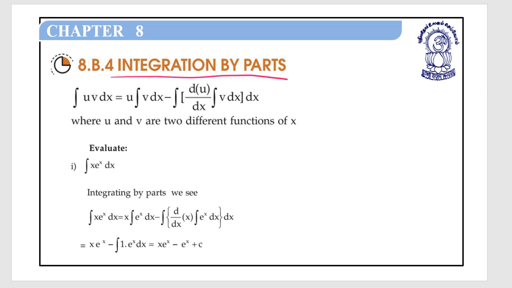Integration by parts. So integration of uv dx is equal to u integration of v dx minus integration of du by dx into integration of v dx, bracket complete, dx, where u and v are two different functions of x.